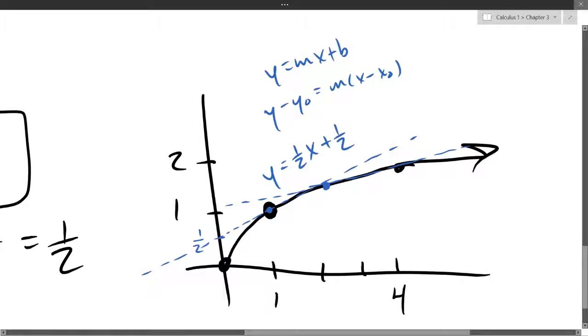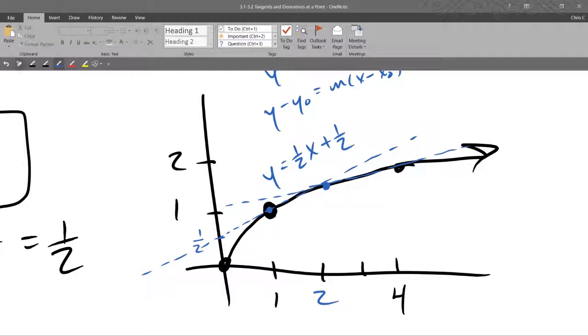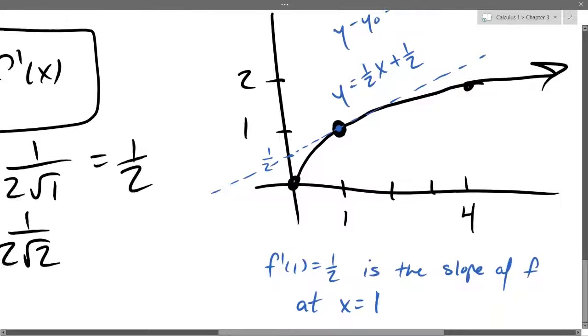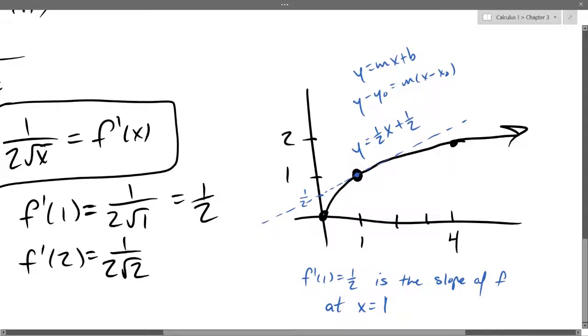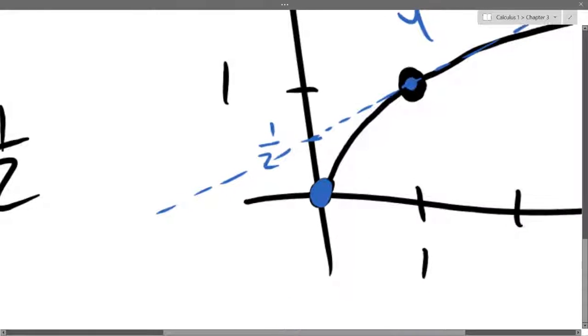If you tried to get the slope at 0, what you would get is undefined, which would mean at 0, if I zoom in, this is not the best graph of the square root function, but there's actually a vertical slope at 0. So I did not draw the best graph. Probably should be curved a bit more like that, is how the square root curve actually looks. So it does get vertical right there at 0.